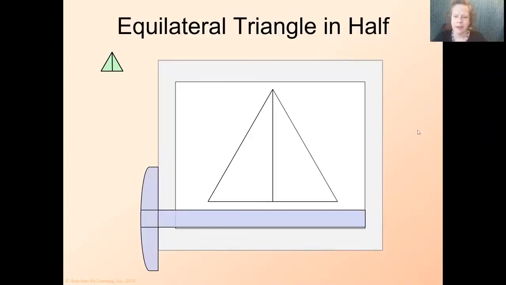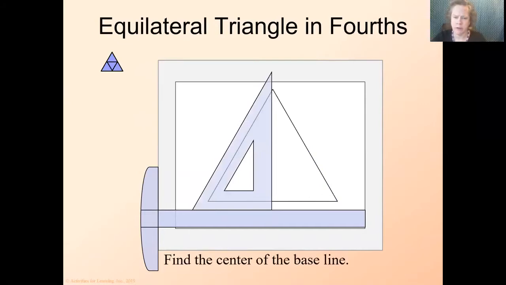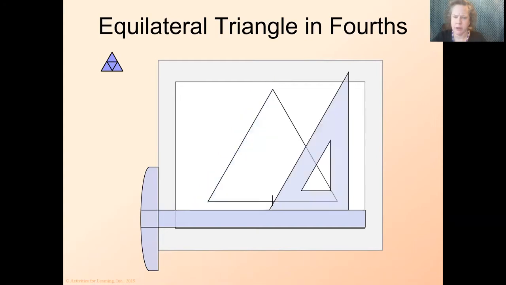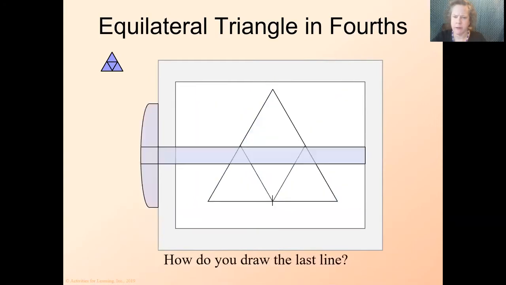Okay, so here is most likely what your child will draw for dividing a triangle into half, but they could also divide it this way or this way. Okay, for fourths, this is what the book shows. First, you're going to have to find the center of the baseline and make a tick mark. And then you draw the 2 side lines and then the horizontal line. So that's the triangle into fourths.